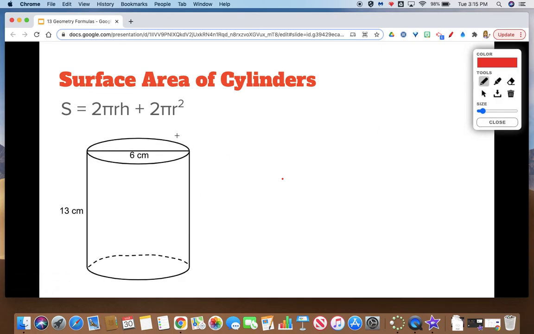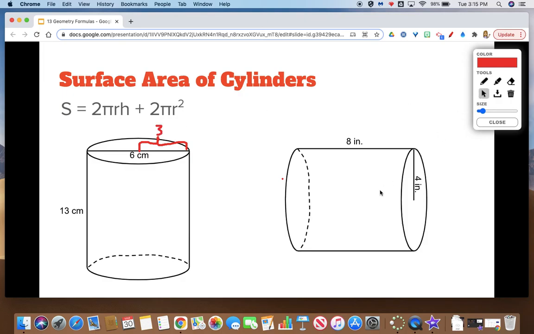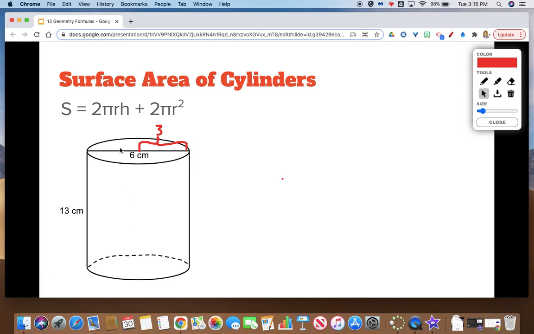A friendly reminder that diameter is the entire way across a circle. So radius is halfway across the circle. So if I give you diameter, you just find half of that to get radius. To solve this, I'm just going to take the radius and the height and plug them into my formula. So I need 2 times pi times the radius, which we found out was 3, times the height. The height is the height of the figure, the distance between the 2 circles, which is 13.